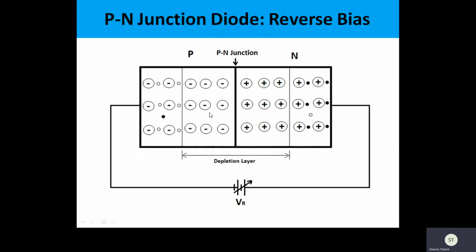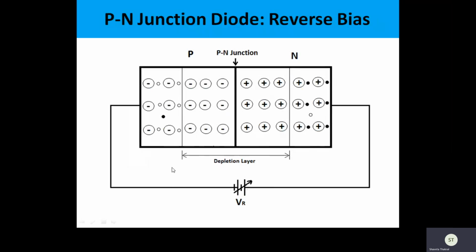So instead of going towards the junction, as they are moving away from the junction, they are not able to cross the junction, and they are not able to go through the complete closed path. So obviously if they are not able to complete the closed path, the current cannot be produced because of the majority charge carriers.